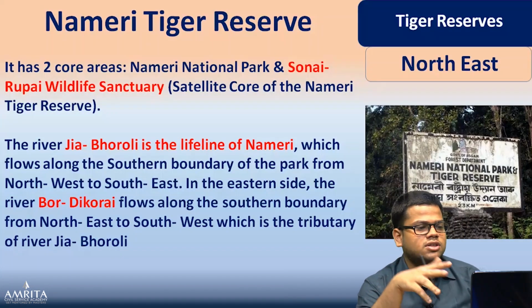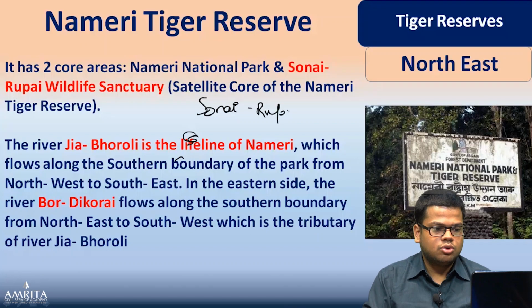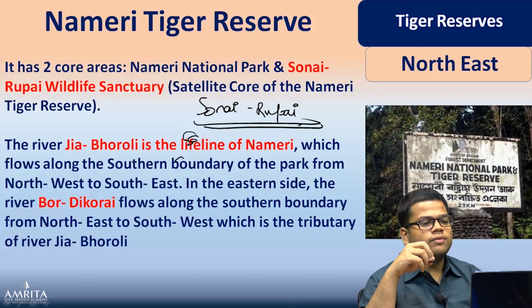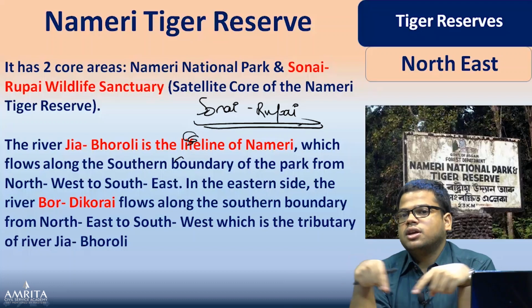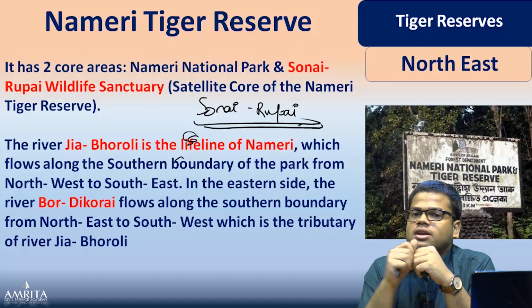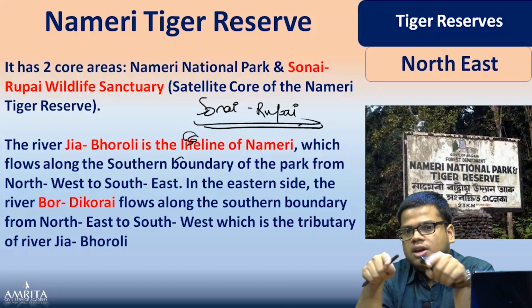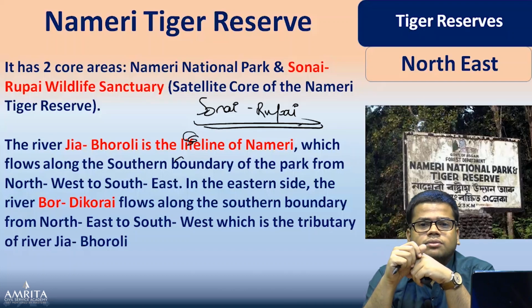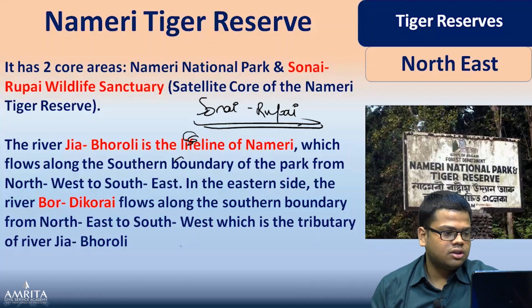Here there are two core areas. First, it is written the Nameri National Park, and then another wildlife sanctuary, Sonai Rupai. Sonai Rupai Wildlife Sanctuary is the satellite core of the Nameri Tiger Reserve. We'll also read about how tiger reserves are divided. There is a core area and there is a buffer area. In a Biosphere Reserve, there are three areas, whereas a Tiger Reserve has only two areas: a core area where activities are very limited, and another area where a little bit of activity is permitted.